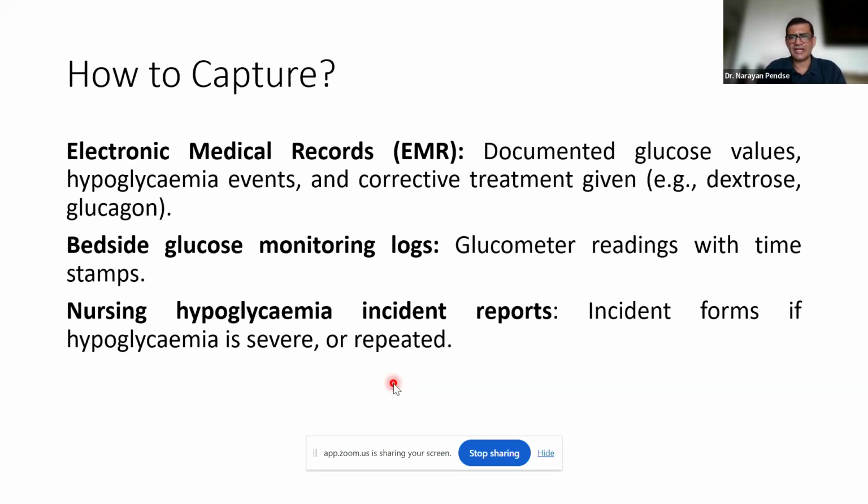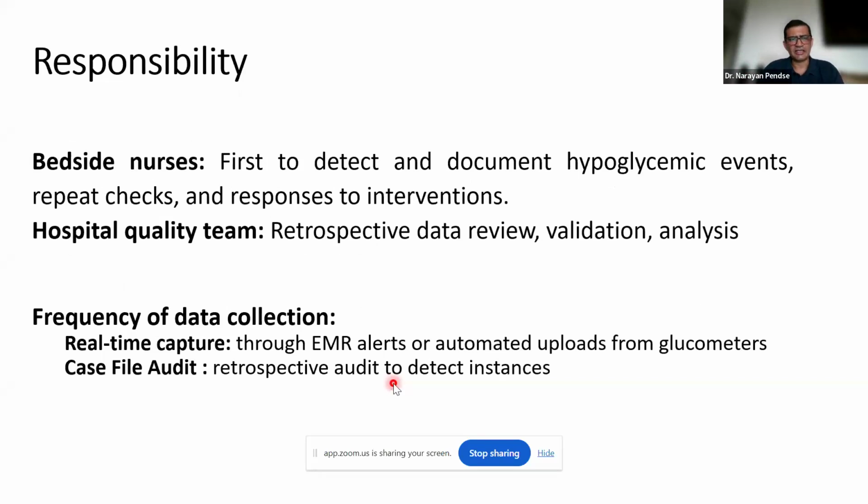You need to look for the sliding scale for the glucose values and whether the correct treatment, for example giving dextrose drip, etc., has been instituted or not. Usually it would be the nursing team who would be responsible for reporting this, because they are the ones who enter this data into the case files. Obviously a retrospective audit can be done by the quality team or by somebody else who is tasked to do that, and then it should be reported. The frequency, like I said, is real-time data capture or at least a daily audit, and then it could also be a retrospective audit at certain defined time periods.